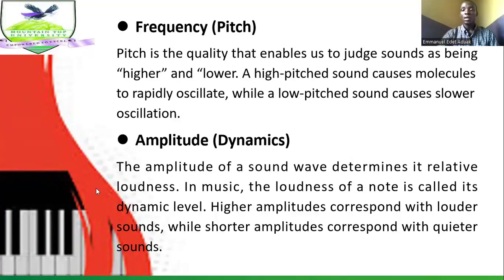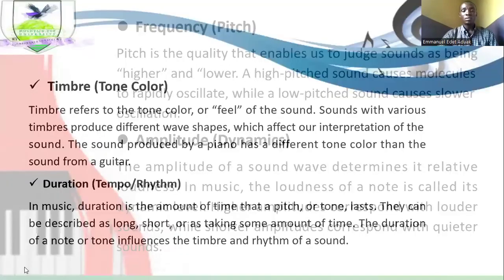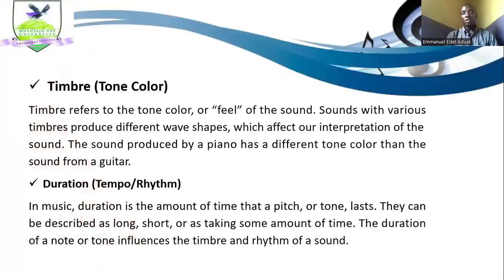We also have timbre, which is also referred to as tone color or feel of the sound. Sounds with various timbres produce different wave shapes, which affect our interpretation of the sound. So the sound of a piano is different from that of a guitar.